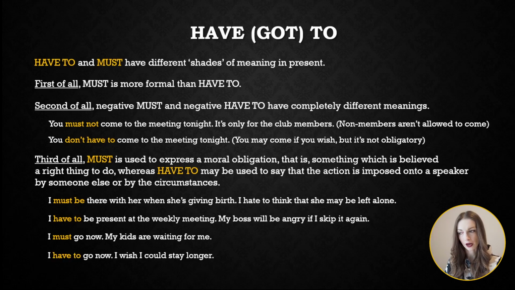I have to go now. I wish I could stay longer. So my real desire is to stay, but I have to go now. So you see this difference between must and have to. When we say I must do it, we express obligation we believe in. When we say I have to, we show that the circumstances force us to do something, but we ourselves don't necessarily believe that it is a correct thing to do. This is the difference between must and have to.